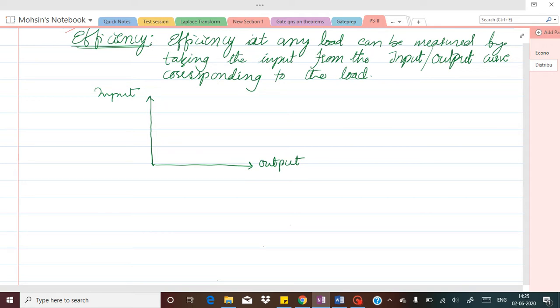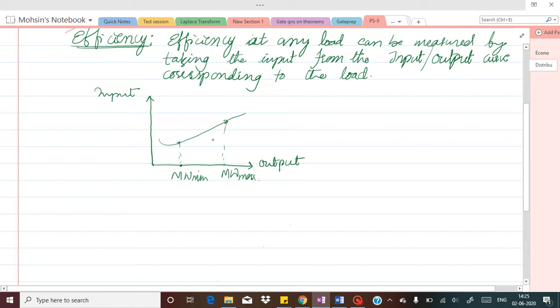Here I can draw some random curve, which is for the output generated versus the cost. The input is nothing but the energy supplied. Basically we have two points: one is the megawatt minimum, which is the minimum power that will be generated by the unit, and another is the capacity, which is the megawatt maximum.